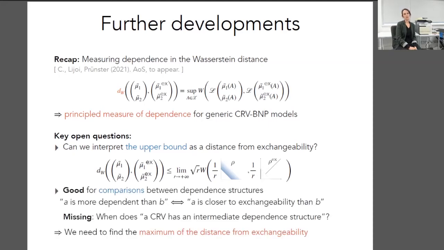Then the second question was the following. I guess that using the distance from exchangeability to measure dependence makes a lot of sense whenever you want to compare different dependence structures. So you would say that one completely random vector is more dependent than another one whenever it is closer to exchangeability. But at the same time, you cannot answer questions about the absolute quantification of dependence.